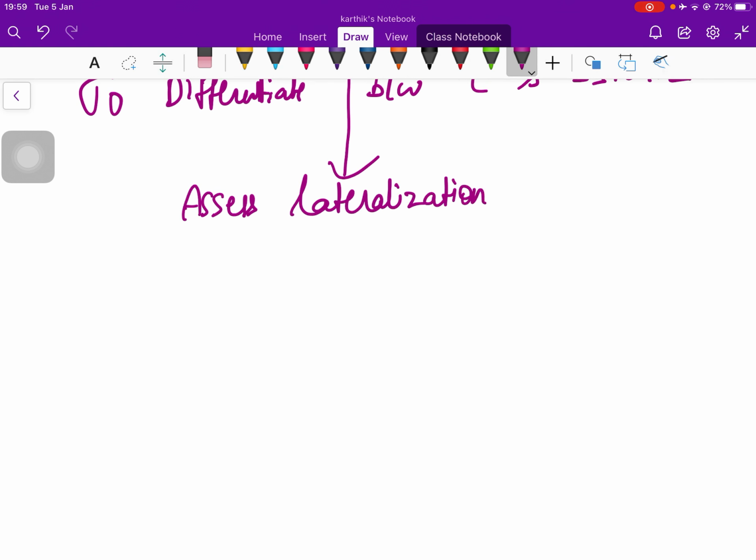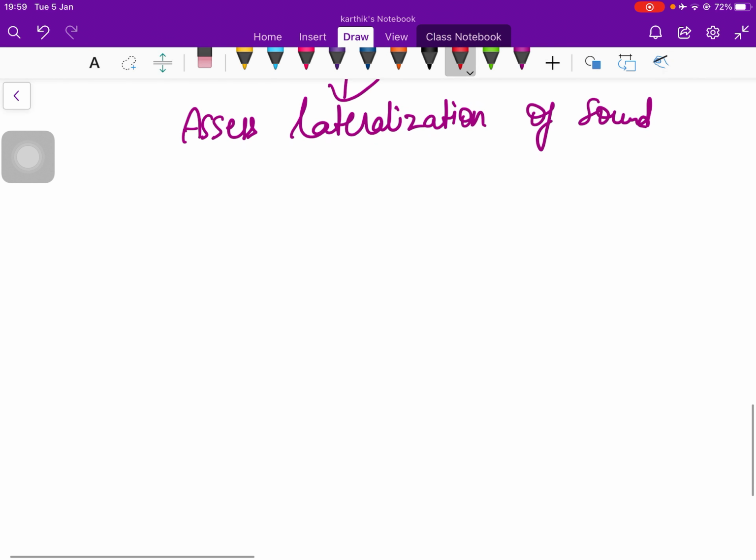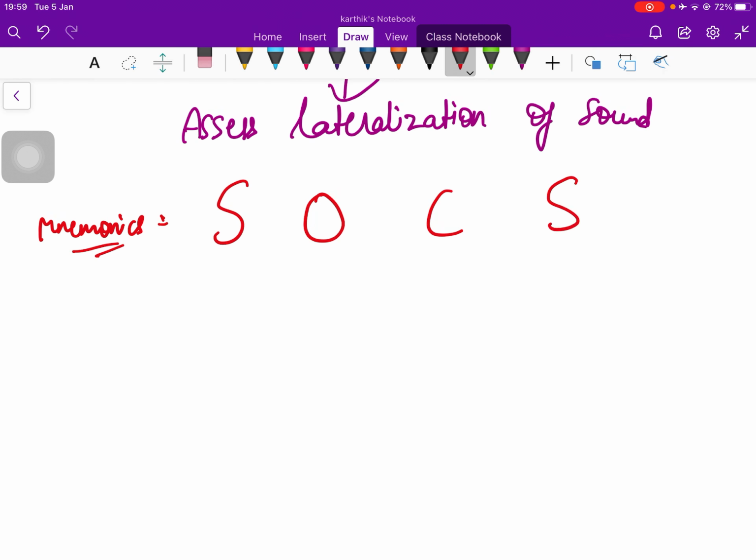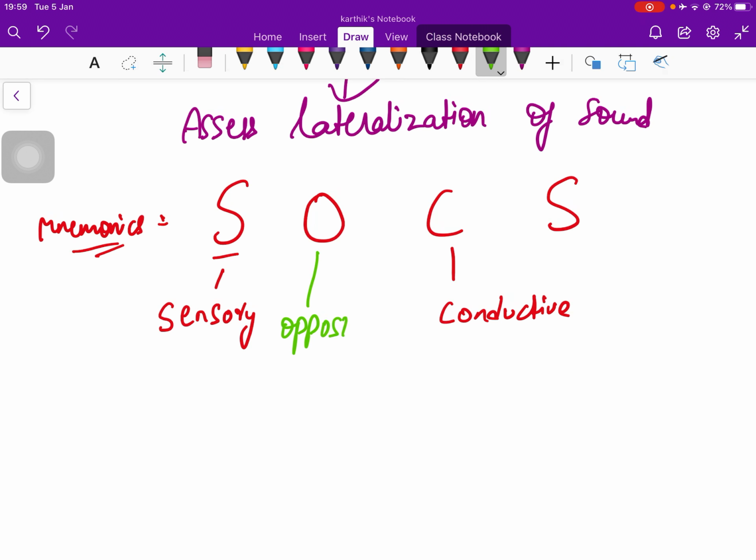To make it simple, I will give a mnemonic so that it becomes easier for you to interpret. The mnemonic is SOCS, SOCS. S is sensory, and this is conductive. Sensory is opposite. Conductive hearing loss is on the same side.